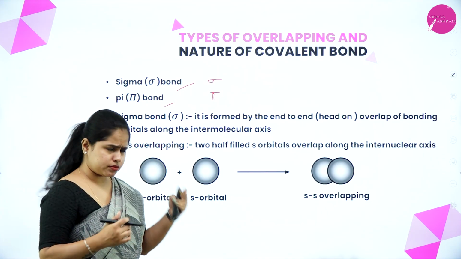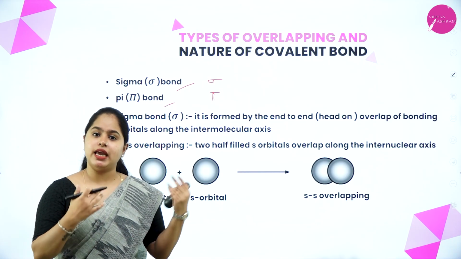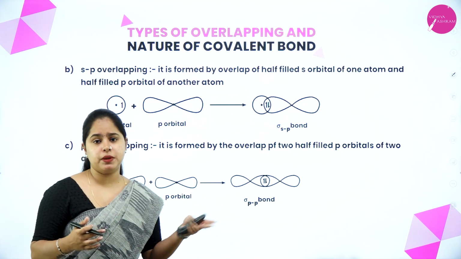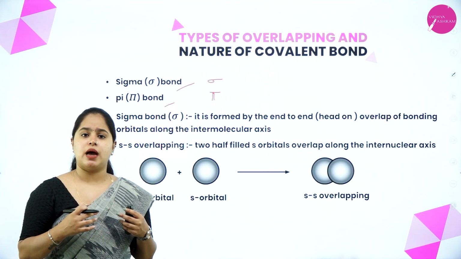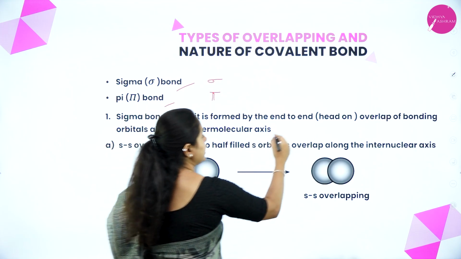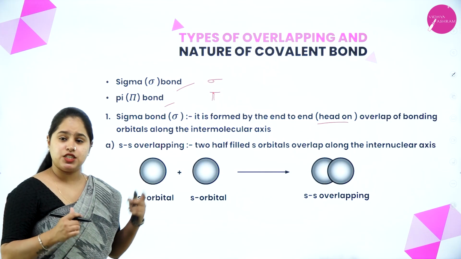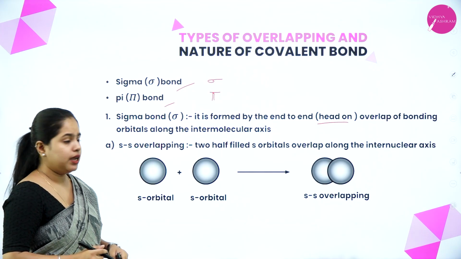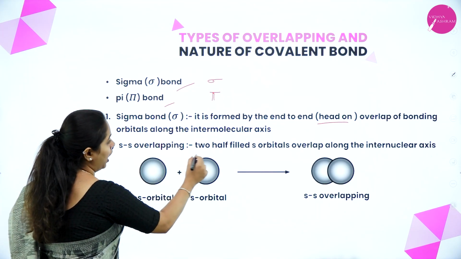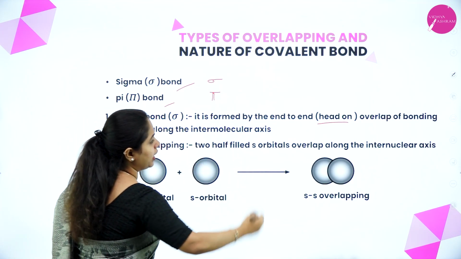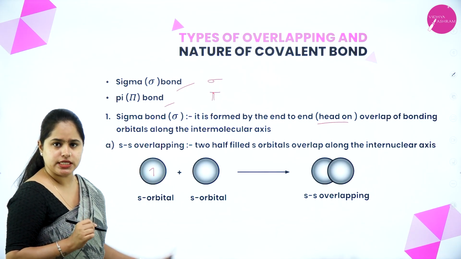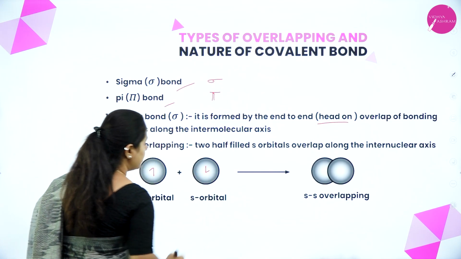As you can see here, in the sigma bond itself, we will be studying SS overlapping, SP overlapping and PP overlapping. So what is happening here is that they are overlapping end-to-end, or you can say head-on. As you can see, the first type is SS overlapping. That is, one s orbital is here, one s orbital is here, and each of them is half-filled. It is given that two half-filled s orbitals overlap along the internuclear axis. That means one unpaired electron is present in this s orbital, and another is present in this orbital.